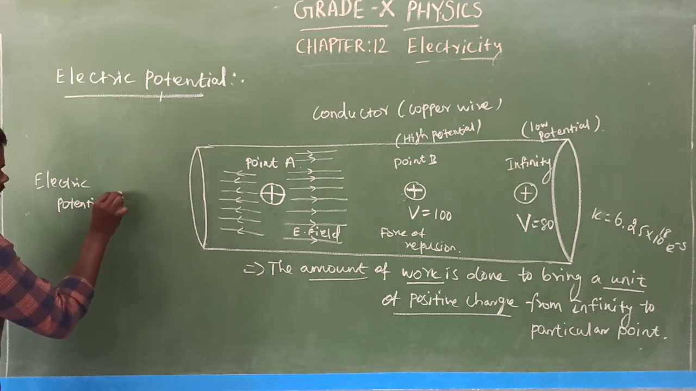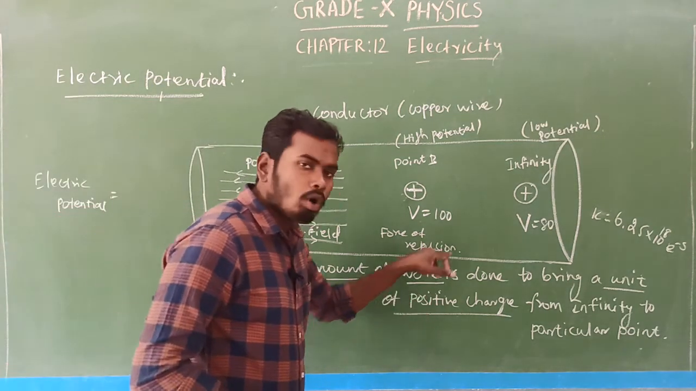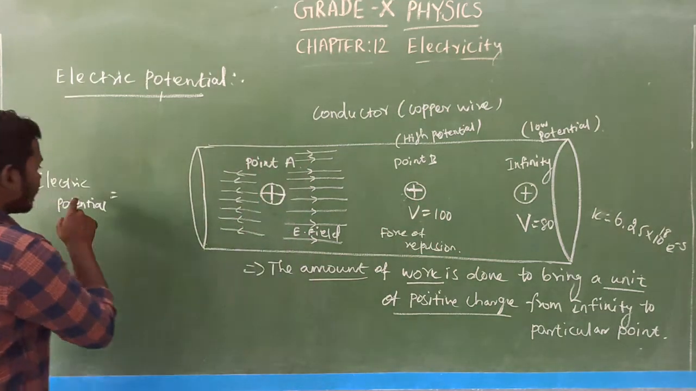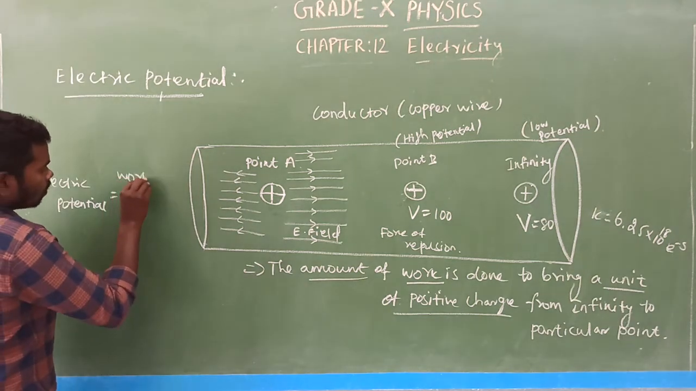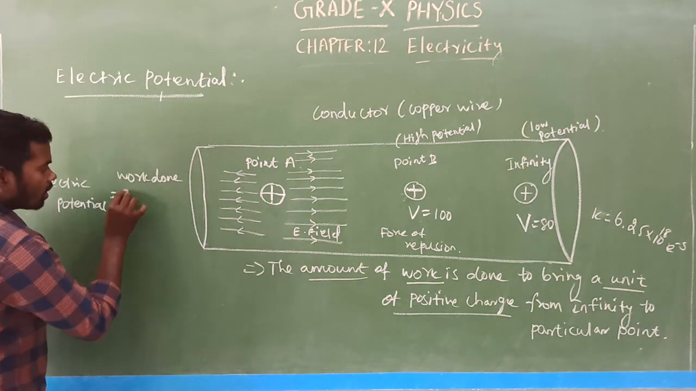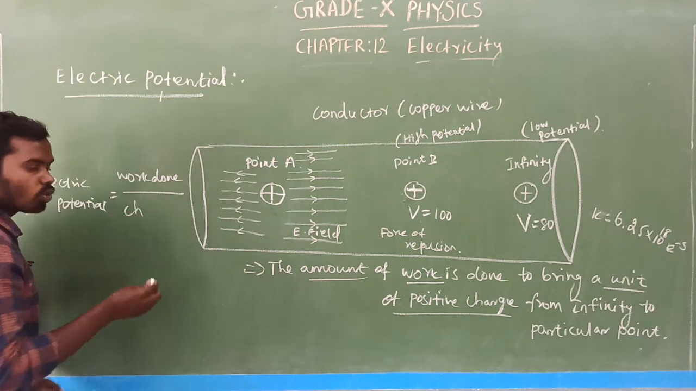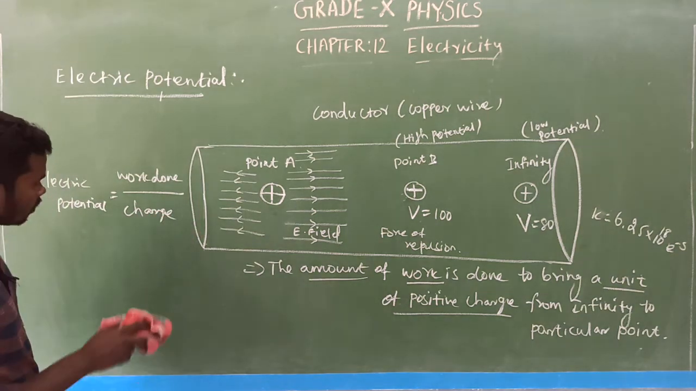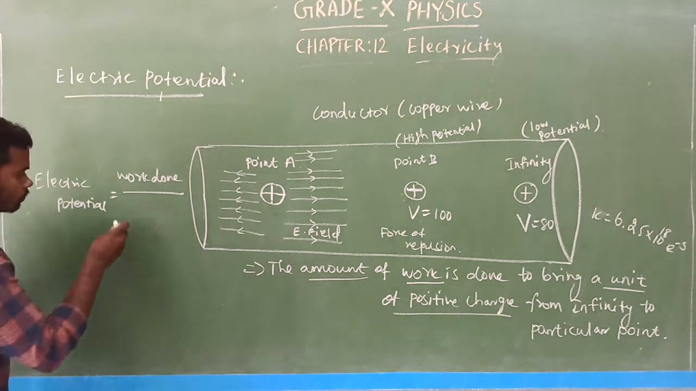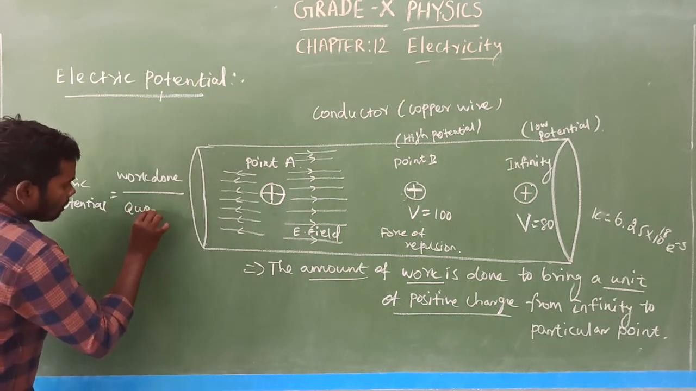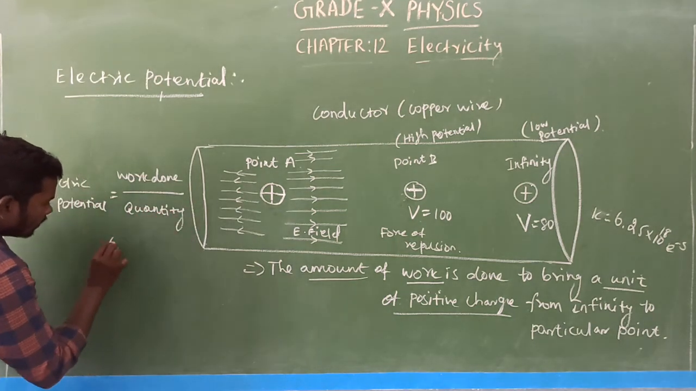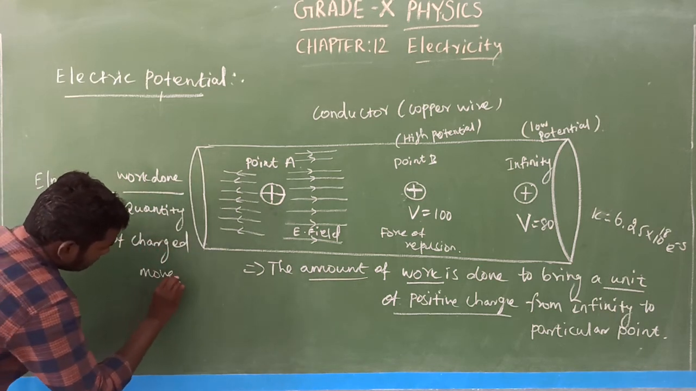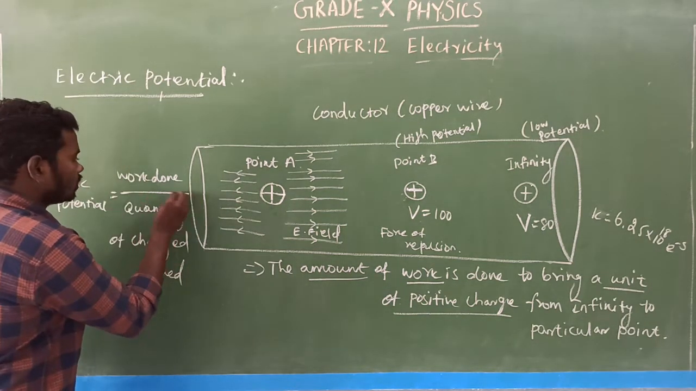So electric potential is equal to the amount of work done, because here work is done by applying force, applying energy. So electric potential is equal to work done divided by the amount of charge moved, or the quantity of charges moved. So this is a formula.